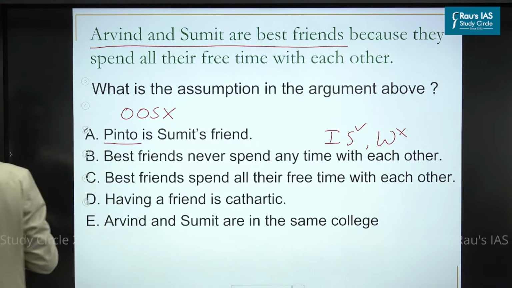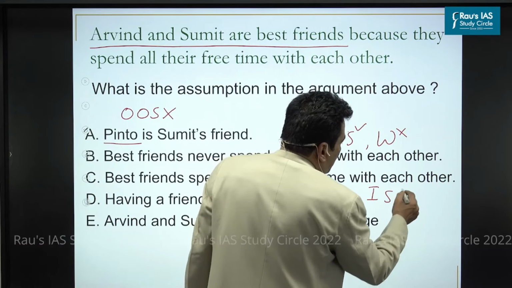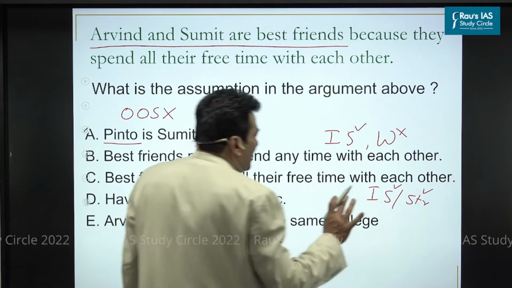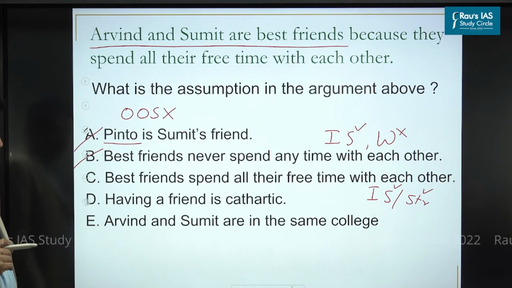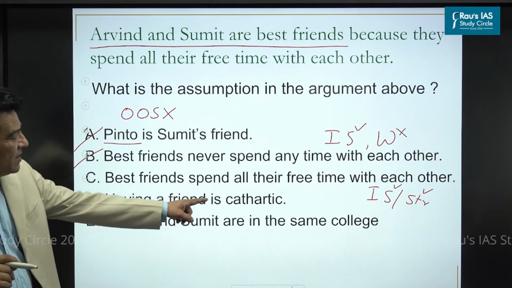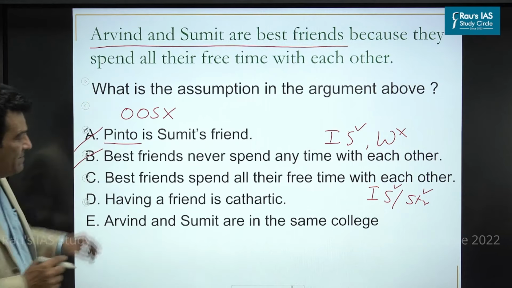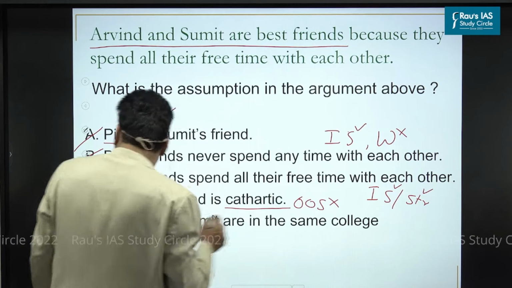C choice does not make any of the two mistakes. It is clearly in scope and it is also strengthening the conclusion. So both things are good about it. So we leave this one. We will not kick out C choice. A and B are out. D choice says having a friend is cathartic. Is anything mentioned here about catharsis? Nothing mentioned. So catharsis has to be something which is out of scope. As a result, it should be the wrong answer.